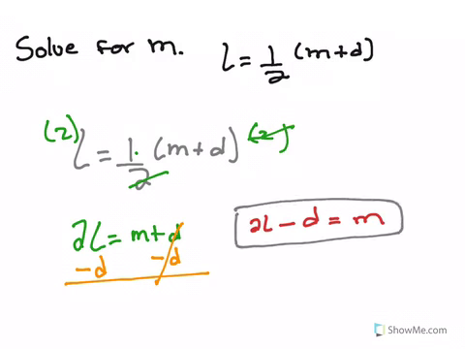Remember, the purpose of a literal equation is you're rewriting this equation so it solves for a new variable. In this case, you start with the equation saying L equals, but they want you to rewrite it so that it says m equals. So you're not adding or subtracting or things like that. And what I mean by that is, see this 2L minus d, they're not like terms, therefore you cannot combine them. And that's why you rewrite them like this.